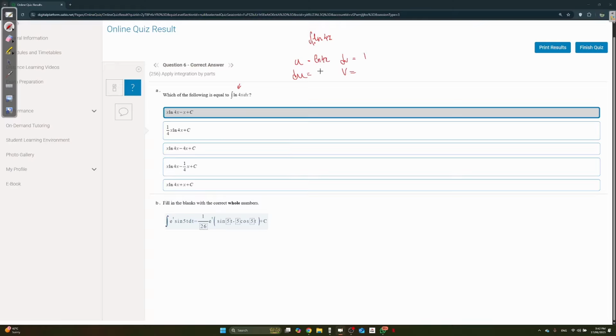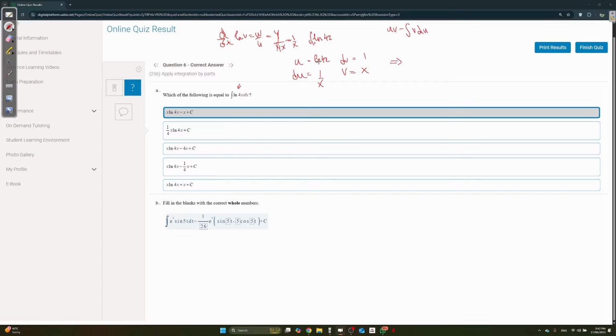The derivative of ln 4x is 1 over x. Again, using what rule? The derivative of ln u is equal to u prime over u. What's u prime here? 4. What's u? 4x. 4 and 4 cancel, you get 1 over x. dv is 1, so the integral of 1 is just x. So now let's apply our rule. It's uv minus integral v du, right?